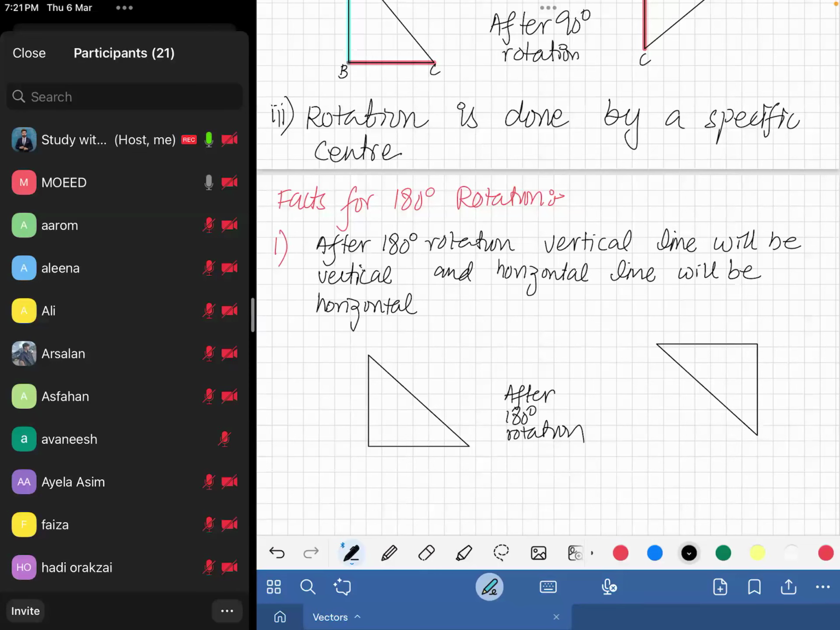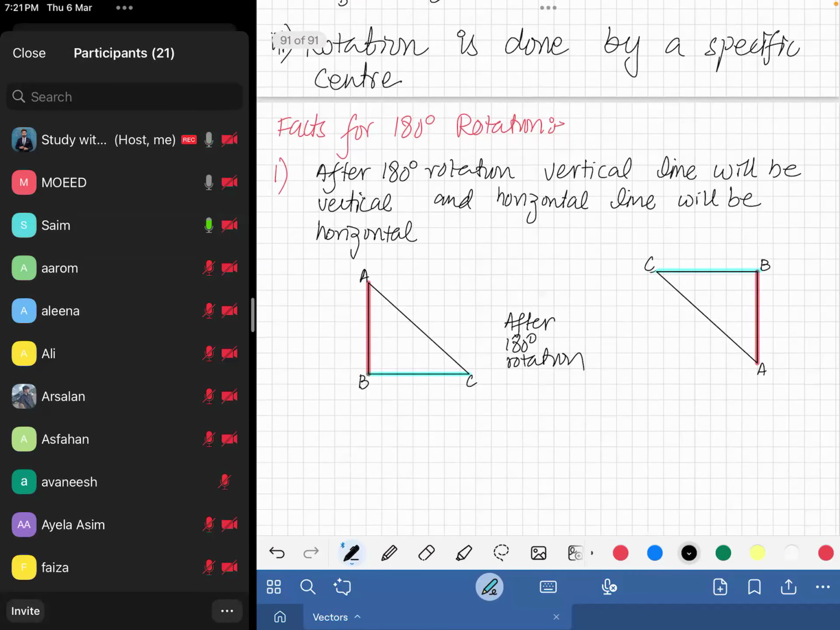You can see that this is your line AB, let's say. And after 180 degrees rotation, this is your line AB, and that is a vertical line. And this is your line BC. This is vertical here, Umar, and this is also vertical here after 180 degrees rotation. And this is BC, the horizontal line, and after 180 degrees rotation, this is a horizontal line as well. Agree or not, everybody? Yes or no? Any problem? No, sir.